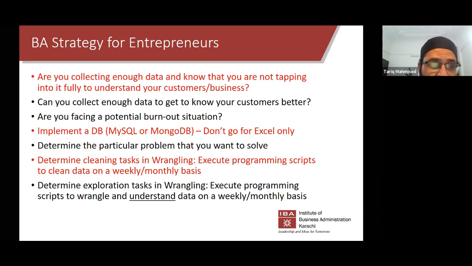If you can do that, yes, you should go towards business analytics. And if you have a problem, then you should definitely go towards business analytics.